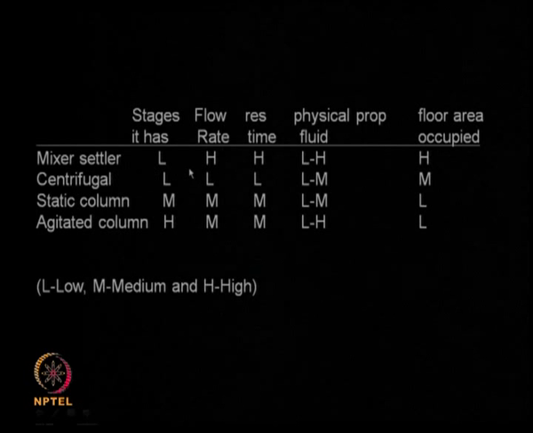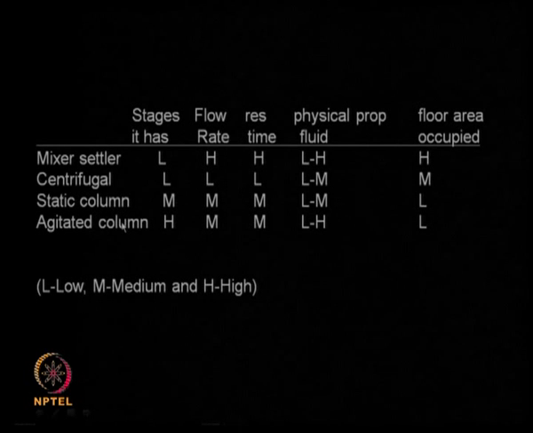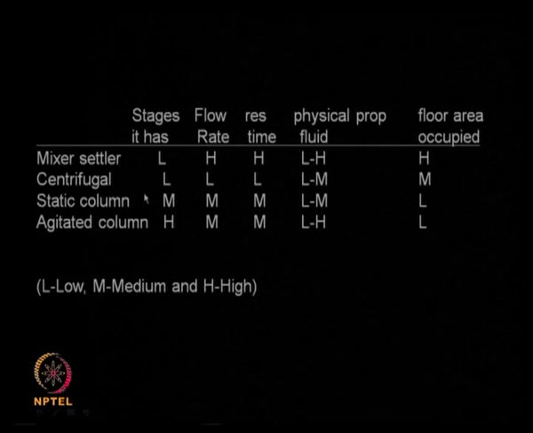Centrifugal separator, it does not have many stages, flow rate also has to be low, residence time is low, so that is good. Floor area occupied is much less when compared to a mixer settler. Whereas if you go to a column extractor, that is a vertical column, static column, agitated column, we saw a large number of columns. If you look at a static column, it has some number of stages, flow rate is medium, residence time is medium, the floor occupied is very low.